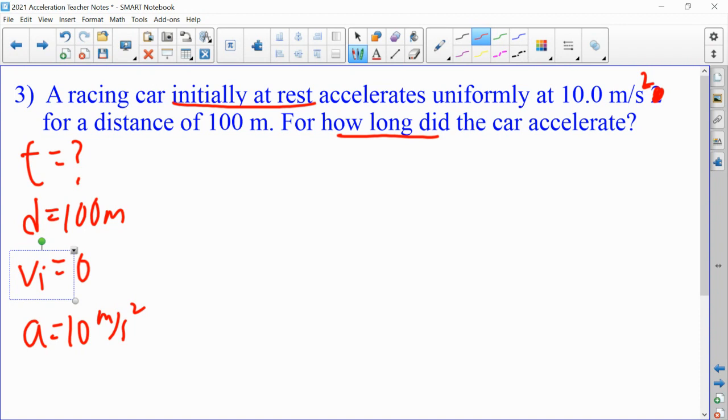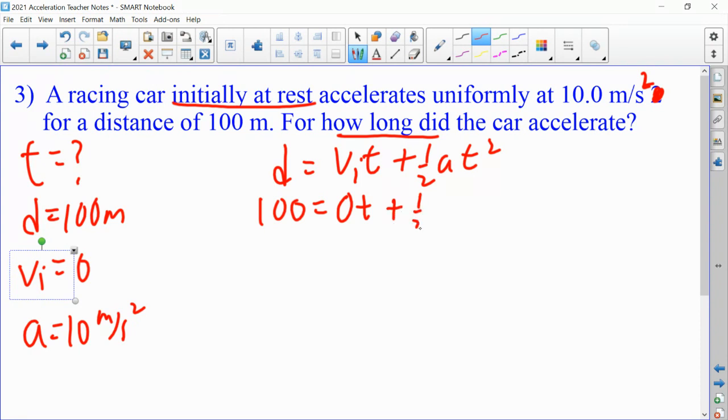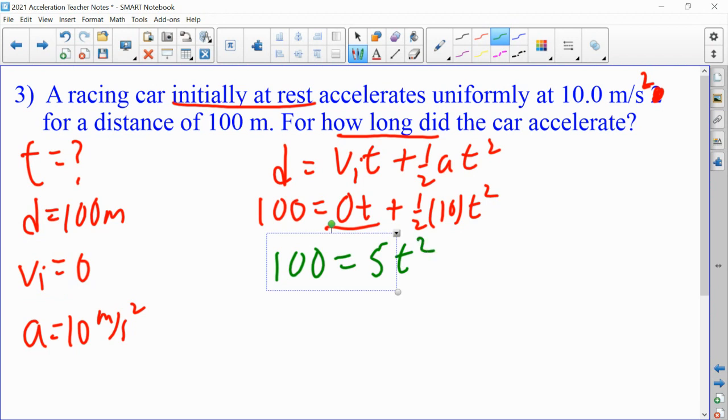All right, so we look at this and we try to use, let's see, which one has all these four things and nothing else, and that's equation number 2, which is D equals VI times T plus 1/2 AT squared. Right, and then we just plug in our numbers. 100. My VI is equal to 0, so 0 times T plus 1/2 times 10 times T squared. Right? That could be scary at first because we have T in two different places. But what is 0 times T? 0 times anything is 0, right? So this comes out to be 100 equals 5 times t squared.